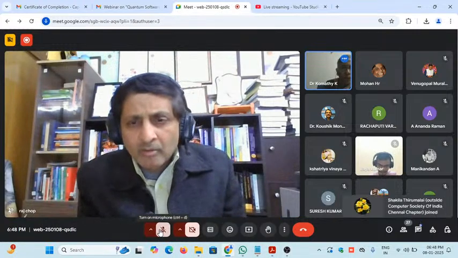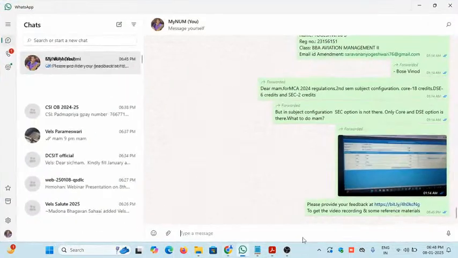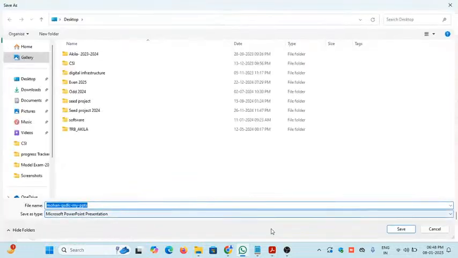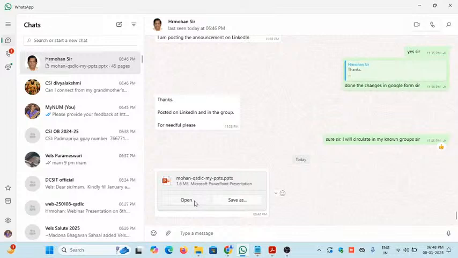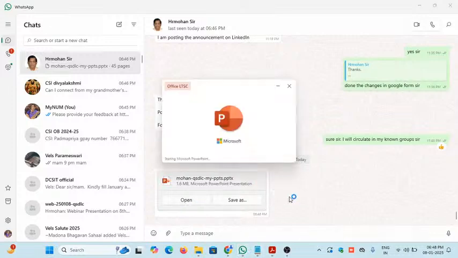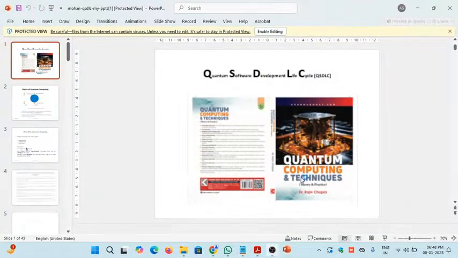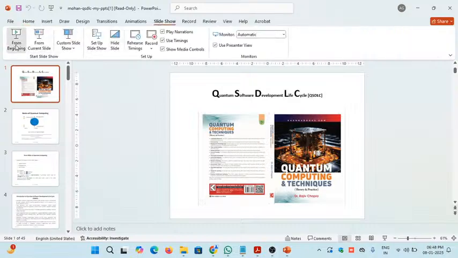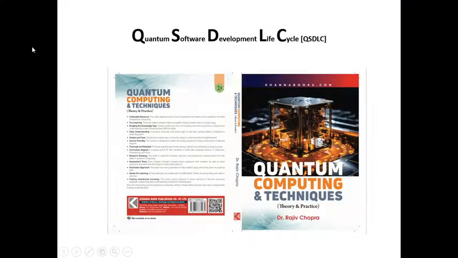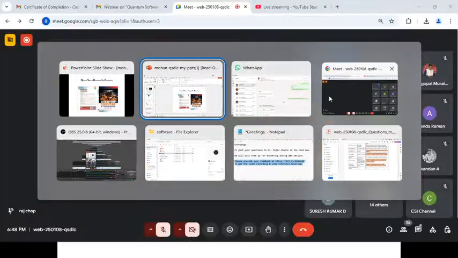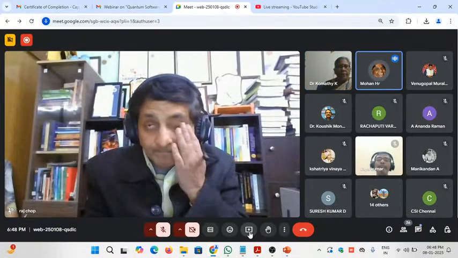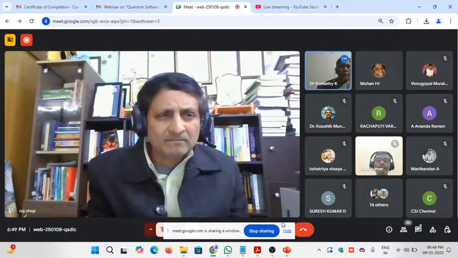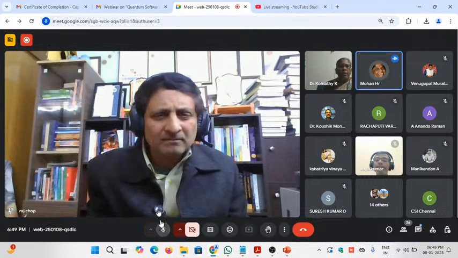Share. Up arrow. No, sir, up arrow. Normal presentation sharing, sharing your screen in the Google Meet. Otherwise, can you just send your PowerPoint to Akila? Sir, on WhatsApp, you can just share the PowerPoint with Akila. Yeah, it is being shared. Okay, it has been sent.